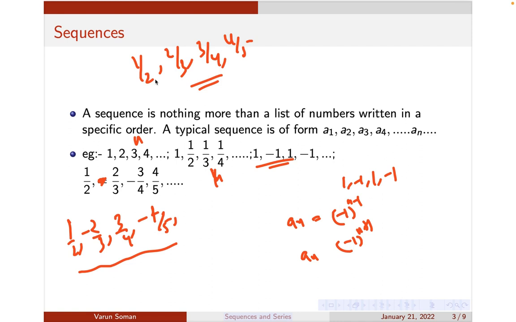Okay, if you look at the first term, it is 1 by 2, the second term is 2 by 3. So the nth term would be n by n plus 1, right? First term you have 1 by 2, second term 2 by 3, third term 3 by 4. For 4 you have 4 by 5, for n you have n by n plus 1. Now look at the pattern of the sequence with signs. For odd terms it is positive, for even terms it is negative. So either you can put minus 1 raised to n plus 1 here, or minus 1 raised to n minus 1 here also. In that case your odd terms become positive and even terms become negative. So those are some ways of writing these sequences.